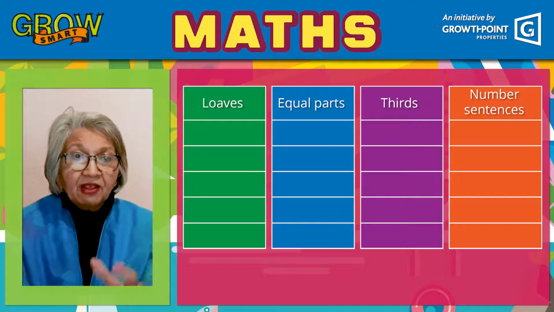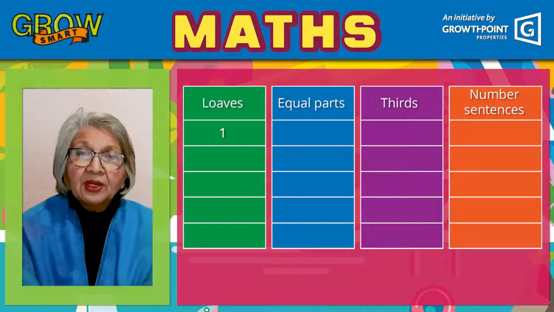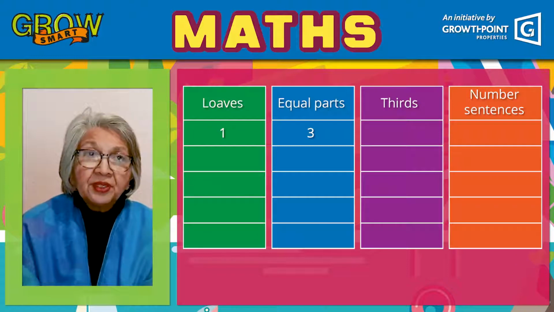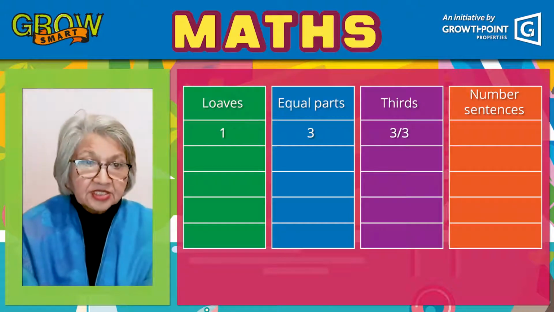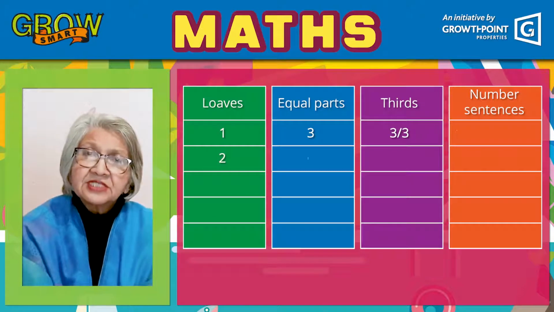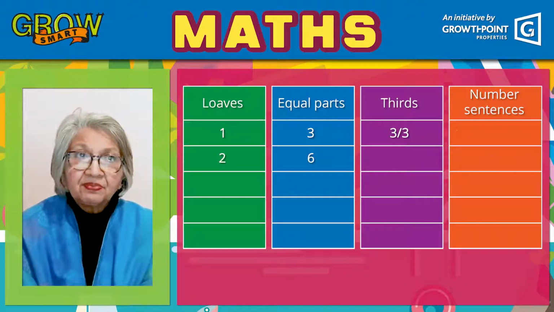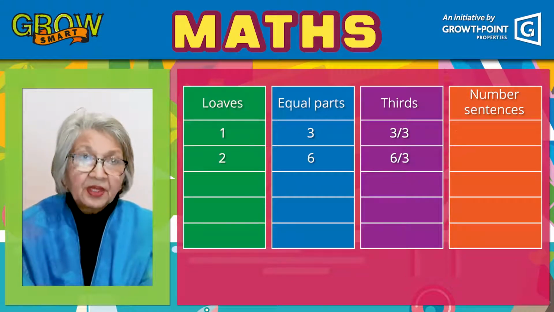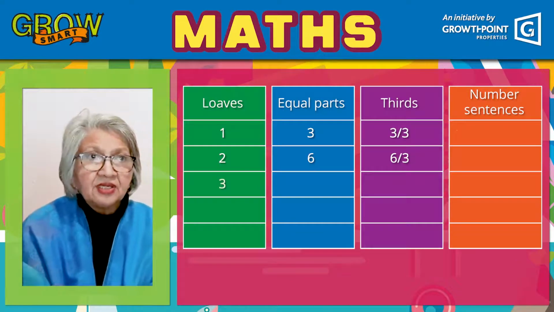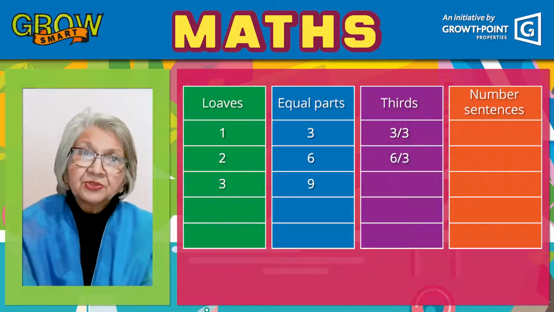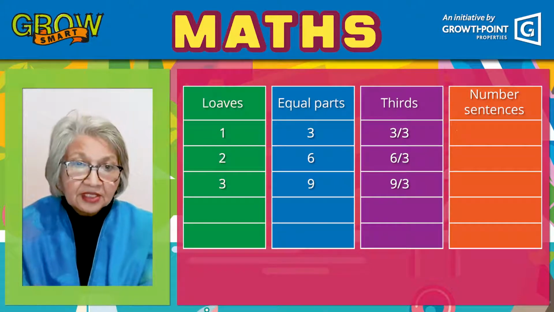So, if I have 1 loaf of bread, I will have 3 equal parts. The fraction will be 3/3. If I have 2 loaves of bread, I will have 6 equal parts, and the fractions will be 6/3. If I have 3 loaves of bread, I will have 9 equal parts, and the fraction will be 9/3.